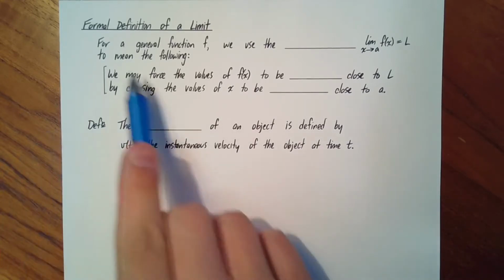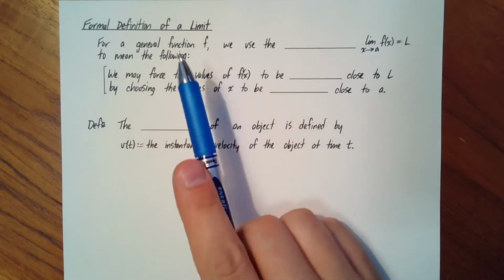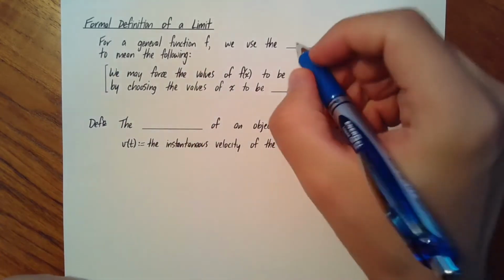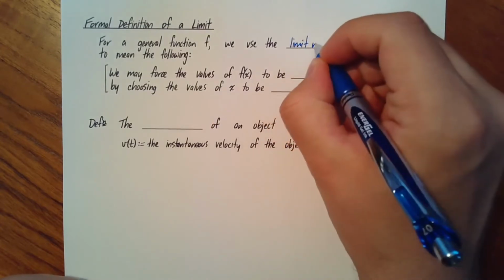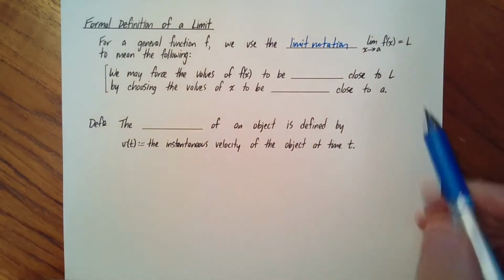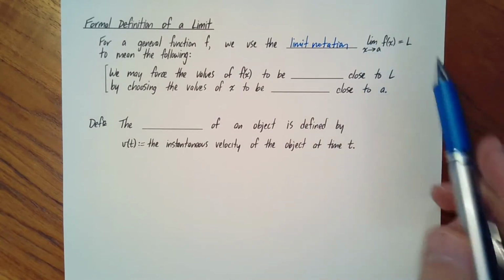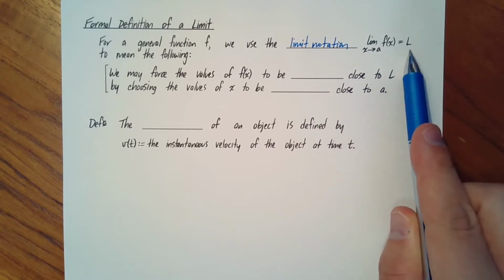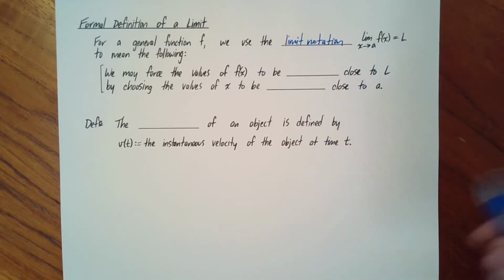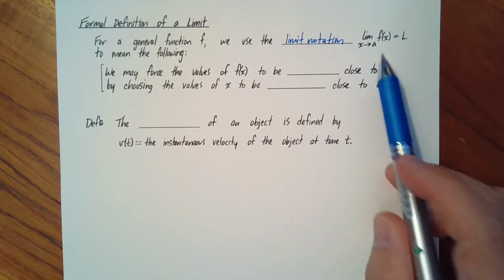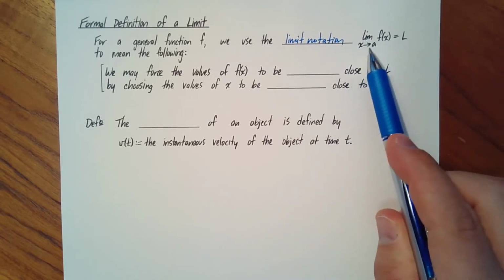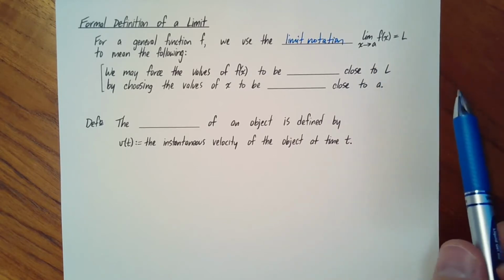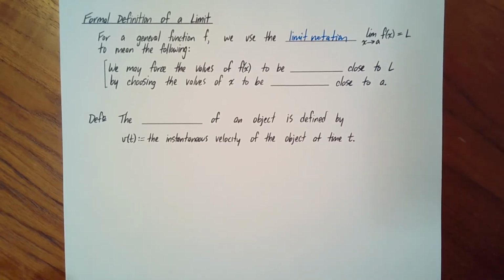So this is the formal definition. For a general function f, so you could have any function, we use the limit notation, which is right here. Let's add that. And let's read this out loud, how you would read this in English. You'd say the limit as x approaches a of f of x is equal to L. If you say that to someone who's familiar with calculus, they'll know what you mean.